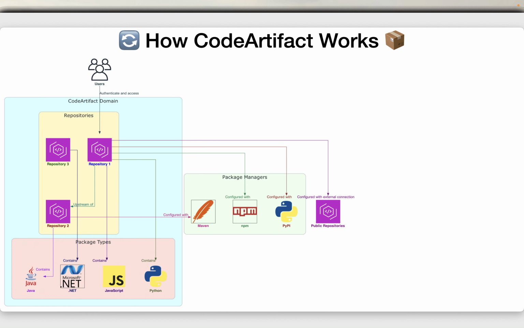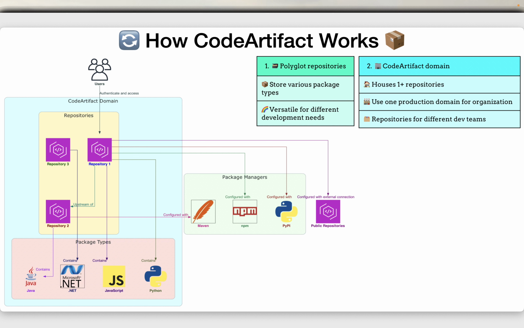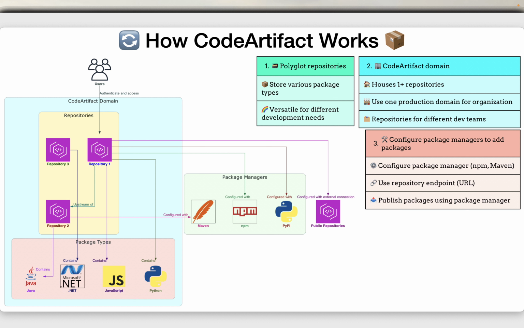So how Code Artifact works? Code Artifact repositories can contain packages of any supported type, making them versatile for different development needs. Each Code Artifact repository belongs to a single domain. It is recommended to use one production domain for your organization with repositories for different development teams. To add packages to a repository, configure a package manager, for example npm or Maven, to use the repository endpoint URL, then use the package manager to publish packages.